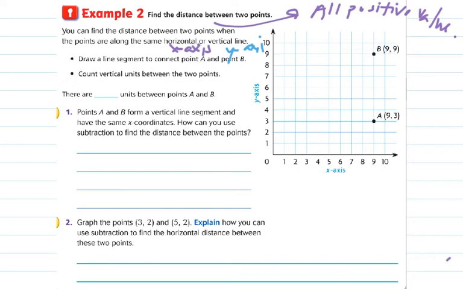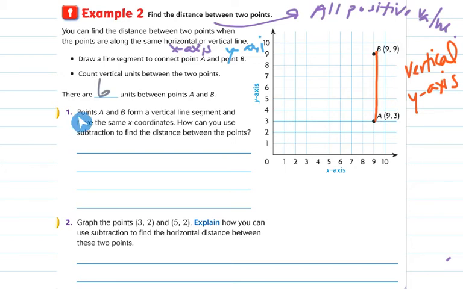So it says, draw a line segment to connect point A and B. So when we do this, boys and girls, we can see that this distance is going to be vertical. So that means that we can look at the y-axis, and we're going to compare the y coordinates. So it says, count the vertical units between the 2 points. So let's count. 1, 2, 3, 4, 5, 6. There are 6 units between A and B.